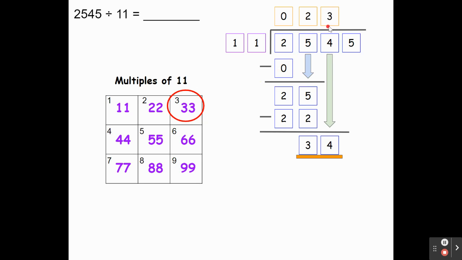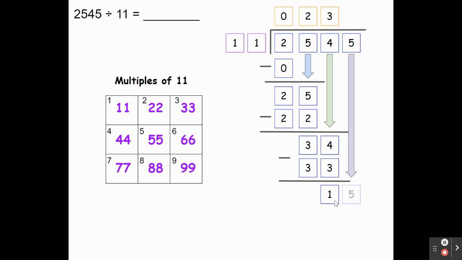So if we give each group 3 tens, and there are 11 groups, we're sharing a total of 33 tens. When we subtract the 34 tens we had, minus the 3 tens we're sharing, we have 1 ten left over. We can rewrite this as ones by bringing down the next digit, which is the 5 in the ones place. We have 15 ones. We can look at our multiples of 11 to see which gets us closest to 15 without going over. That would be our first multiple of 11.